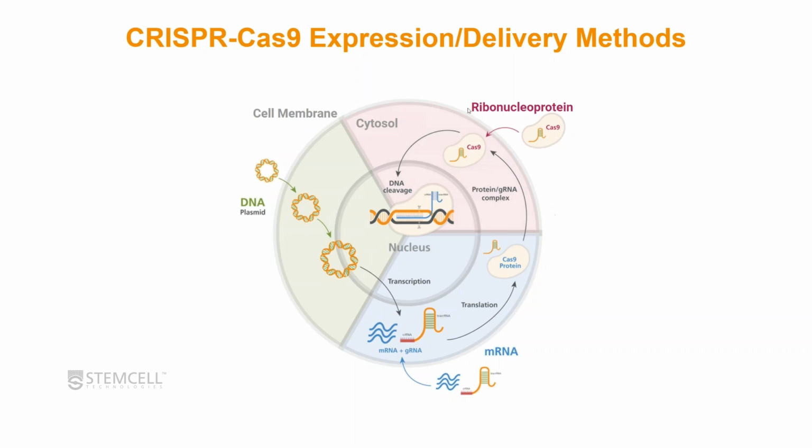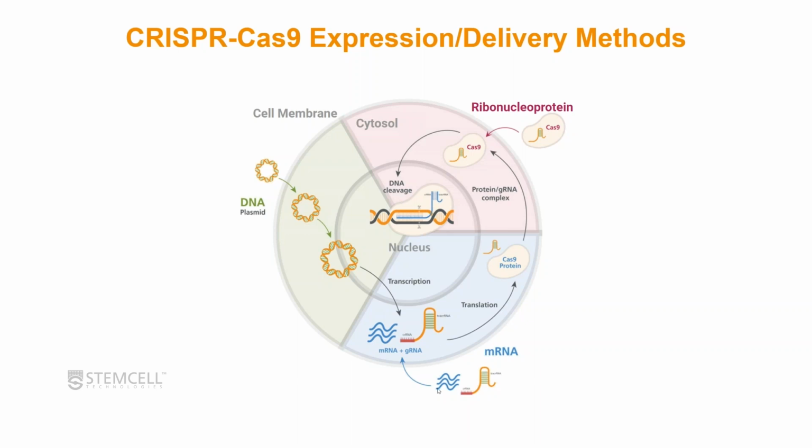So this is an image of a cell. This is the cell membrane. Sorry, the nuclear membrane here. And so you can see the three main systems are DNA by expression plasmids, mRNA, or ribonucleoprotein complexes. And so if you want to express CRISPR-Cas9 on an expression plasmid, you can encode the Cas9 gene with the guide RNA and deliver that plasmid into the cell where it can be transcribed and translated into Cas9 protein and guide RNA that will form the ribonucleoprotein complex and then enter the nucleus to undergo editing.